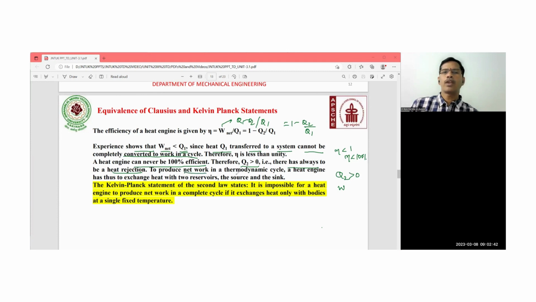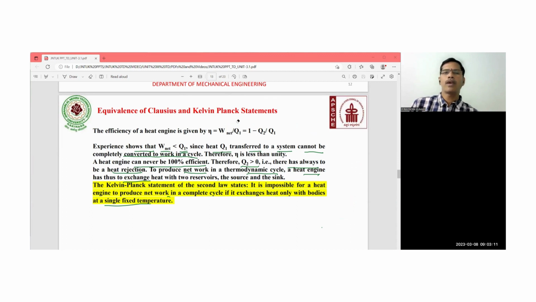To produce net work in a thermodynamic cycle, a heat engine has to exchange heat between the source and the sink. So the Kelvin Planck statement of the second law: it is impossible for a heat engine to produce net work in a complete cycle if it exchanges heat only with bodies at a single fixed temperature reservoir. That is already covered. The next thing is how to prove these two statements are equivalent to each other.